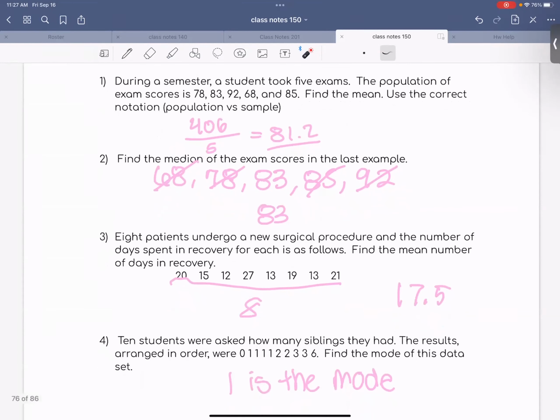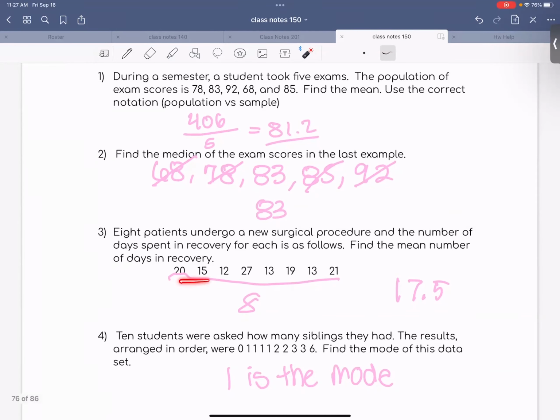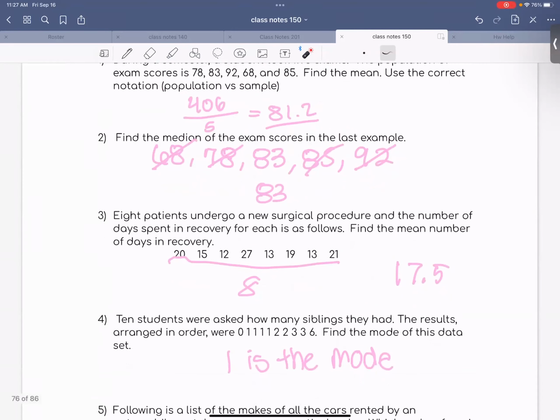All right. Number 3, who wrote number 3? It was Sean, right? Do you want to take us through this one? I just had them all in one. Perfect, right? So you took them all, add them up, divide by 8. Any questions so far?